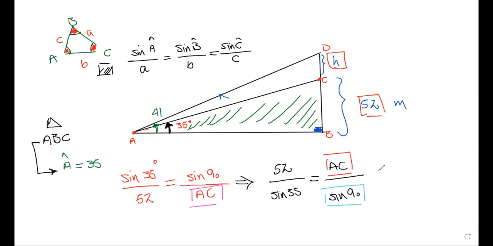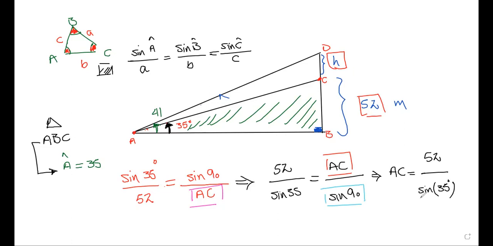And now, as a result, Daniel, what do we get here? We say that AC over sine 90 is AC over 1, which is AC. Then as a result, the length of AC is equal to 52 meters over sine of 35 degrees. Now, they got it.